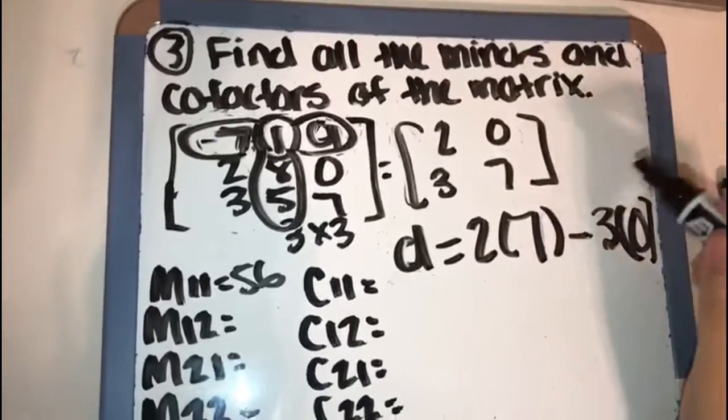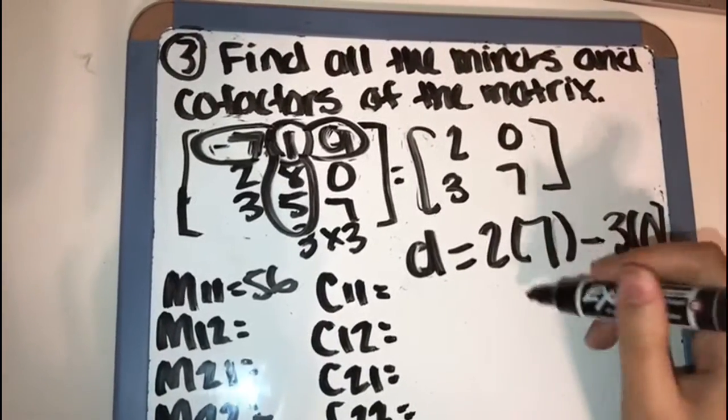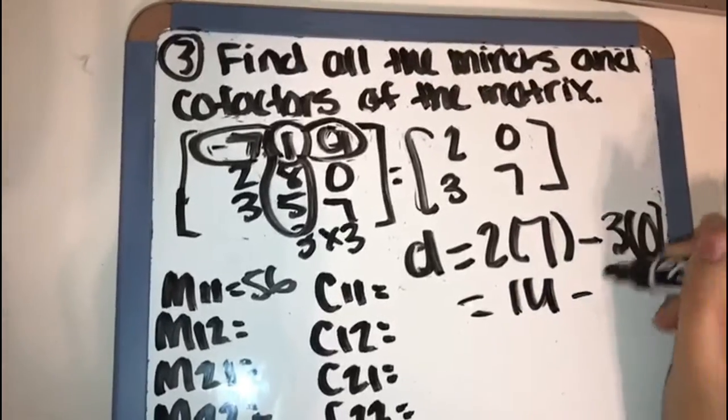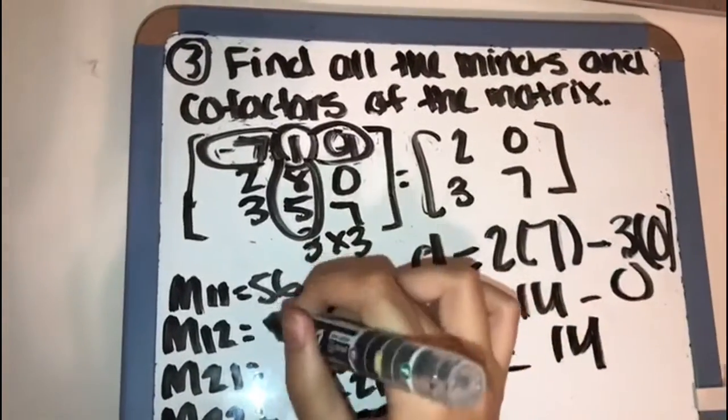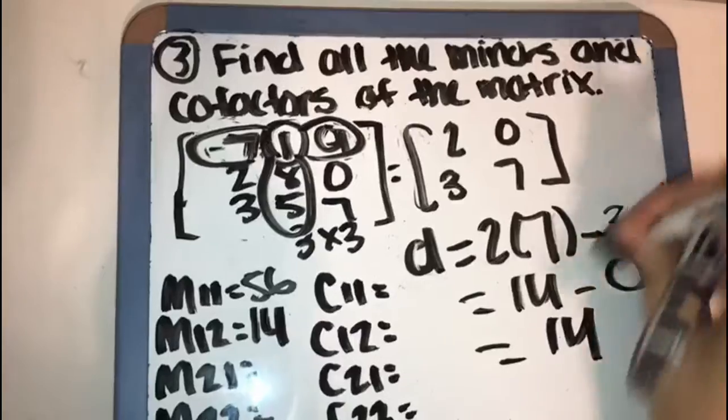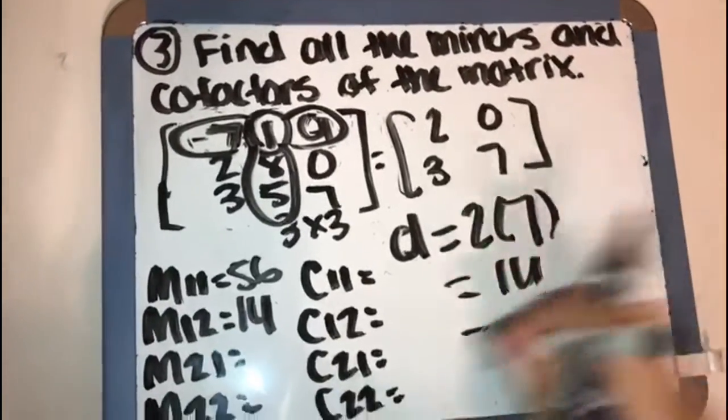Oh, another one. Okay, so 14. So it's equal to 14 minus 0. So I mean it's just 14. Okay? This is very much not that hard to subtract.